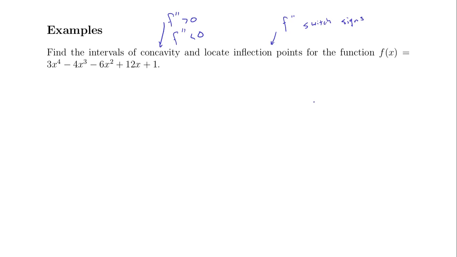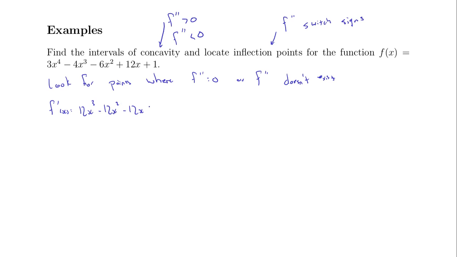Well, the intermediate value theorem says that as long as the second derivative is continuous, the only way it can switch from positive to negative is if it crosses 0 or doesn't exist. So we are going to look for points where f double prime equals 0 or f double prime doesn't exist. This sounds familiar, almost like critical points, right? Well, if we're going to do this, we obviously need the second derivative, so let's find it. The first derivative is, what do we got here? 12x cubed minus 12x squared minus 12x plus 12. Oh, that's cute. I didn't remember that.